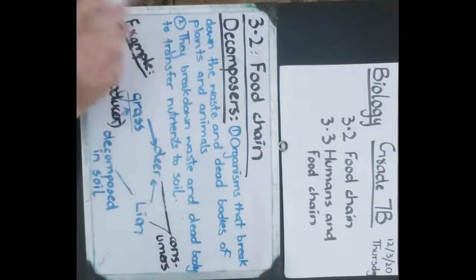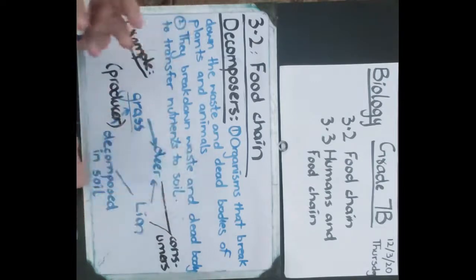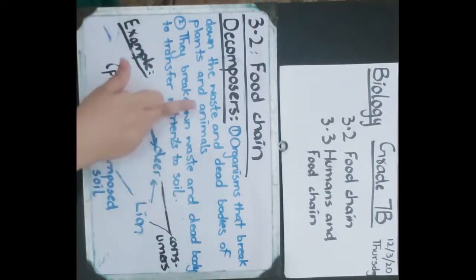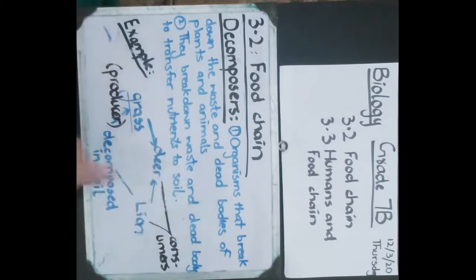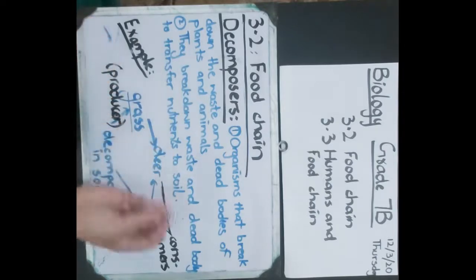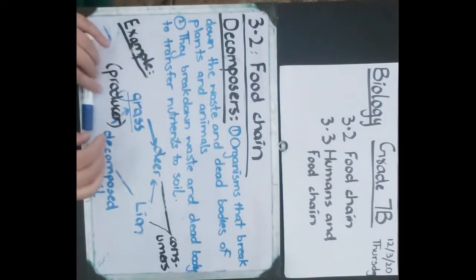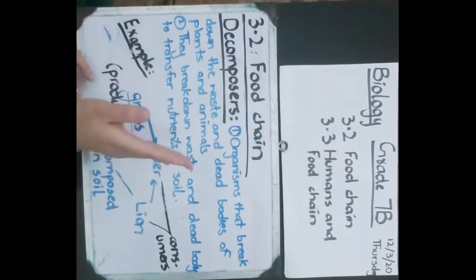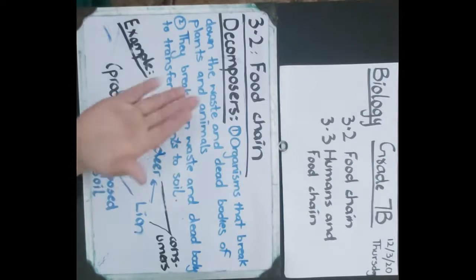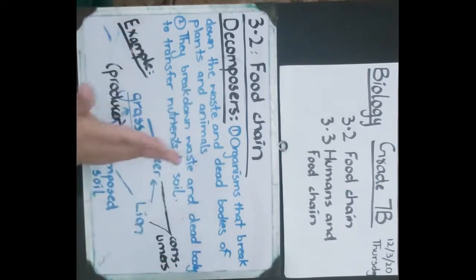Decomposers break down, or you can say breakdown means that decomposers eat the waste and dead bodies and produce nutrients. That is the meaning of break down. So living organisms that break down the waste and dead bodies of plants and animals are called decomposers. I repeat, how do they break down the waste and dead bodies? They eat or use the waste and dead bodies of plants and animals and produce nutrients.